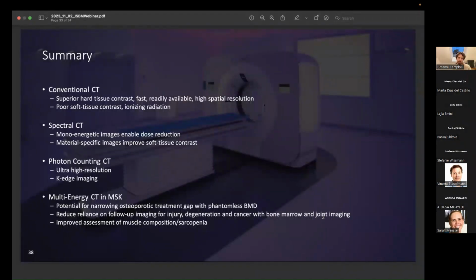So we can also improve the soft tissue contrast with things like calcium suppression or with iodine maps. Photon counting CT, similar, but we also have higher spatial resolution, and K-edge imaging that are sort of emerging as showing a lot of promise in clinical imaging. And in terms of MSK, we see really in all of these images and also new developments that we're doing potential for improving the added value of spectral CT and multi-energy CT in the clinic.